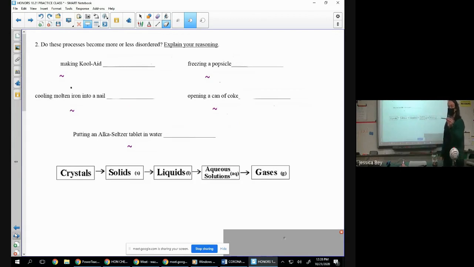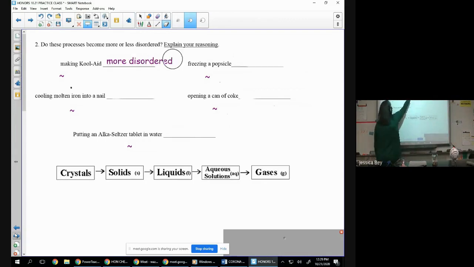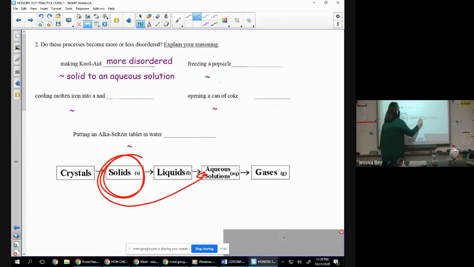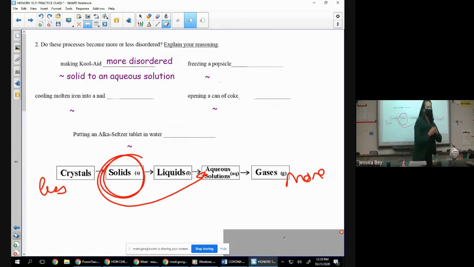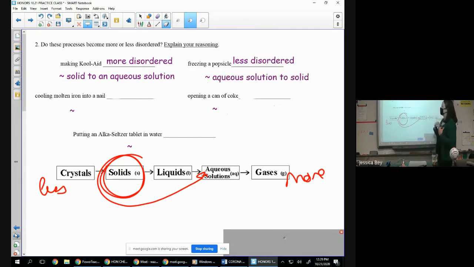All right, let me bother somebody making Kool-Aid. Who's going to make some Kool-Aid for me? Aiden. More. If you ask for a little support, you would say it goes from a solid to an aqueous, and therefore it's going to get from this area to this area. Remember, this is more and this is less. Perfect. Freezing a popsicle: I'm going to take an aqueous solution and turn it into a solid. Very good. That makes it less disordered.